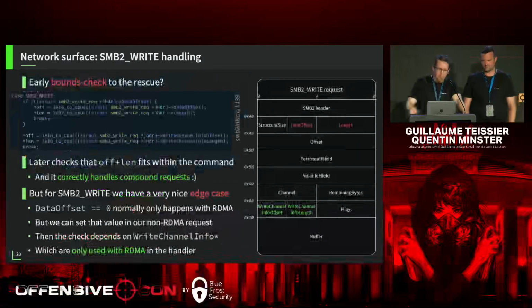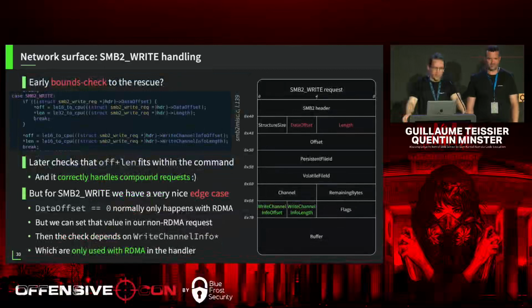But I mentioned earlier there was a bounds check at the start before the command handler is called. And that bounds check is here in the code. Basically, it checks that the offset plus the length fits within the bounds of the command, and it does handle compound requests correctly.